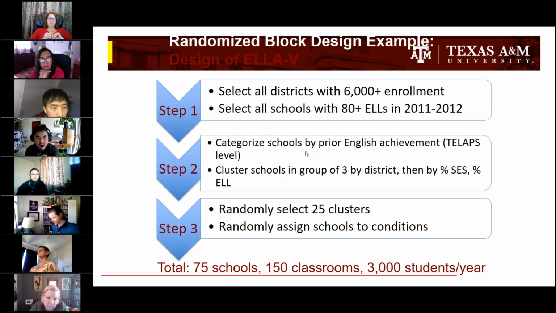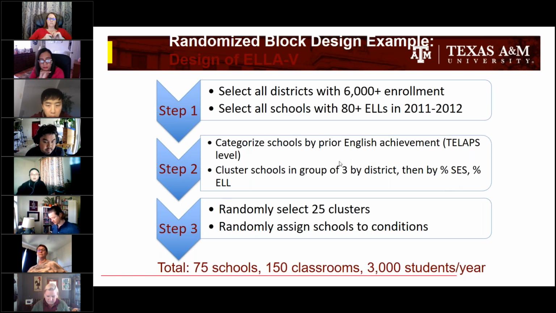So I'll use Project LRV as an example. We select all districts with 6,000 enrollment and select all schools with 80 plus ELs in 2011 to 2012. So this helps define our target population, the campuses with a high percentage of English language learners. And then we categorize schools by prior English achievement and cluster schools in groups of 3 by district, then by percentage of SES and percentage of English language learners.